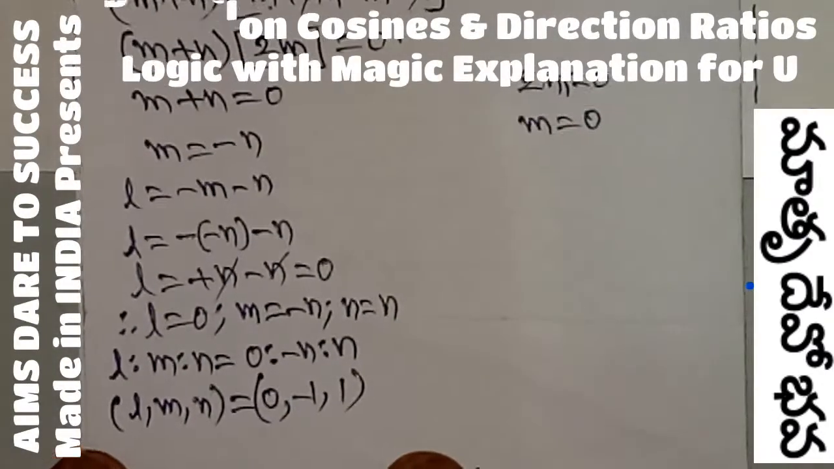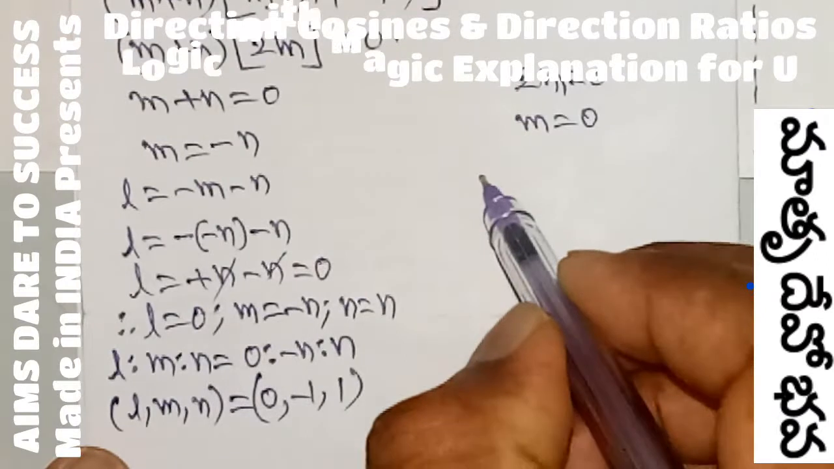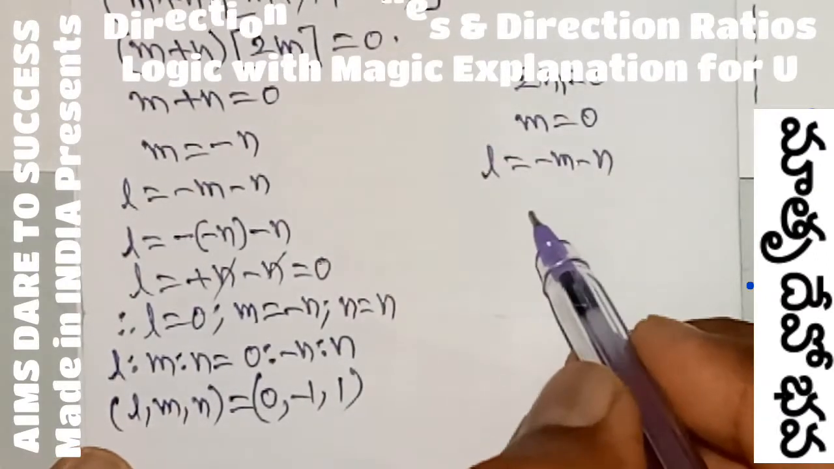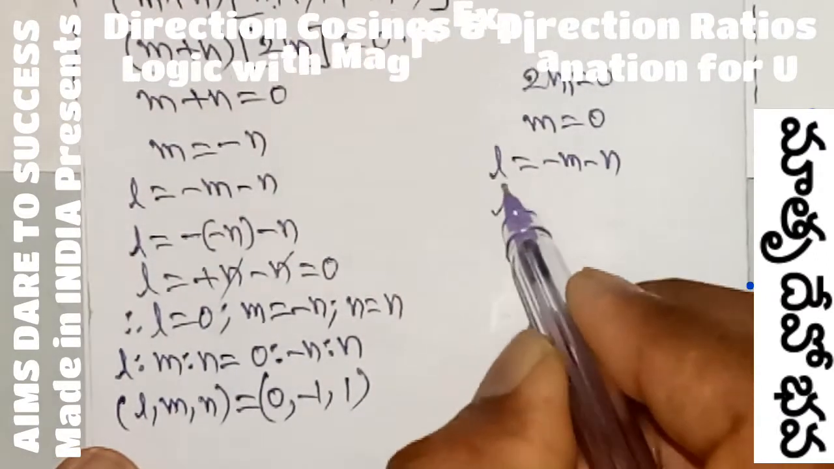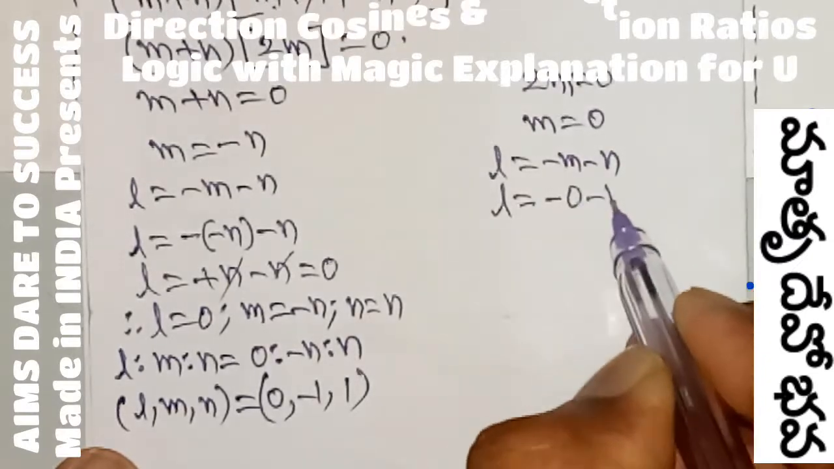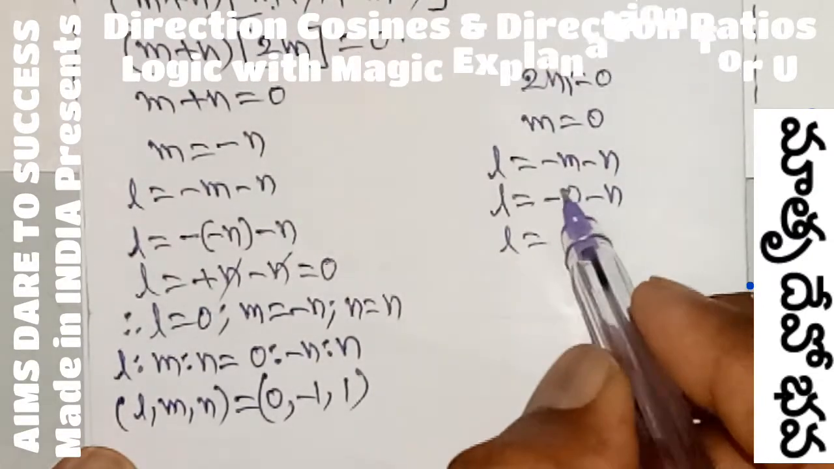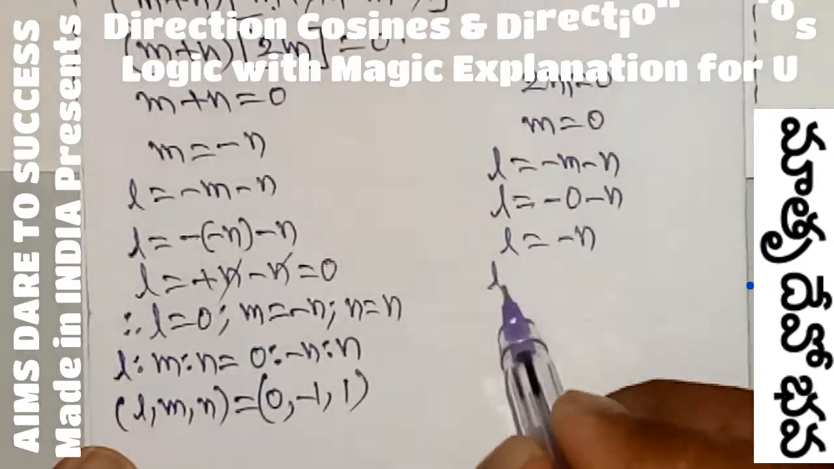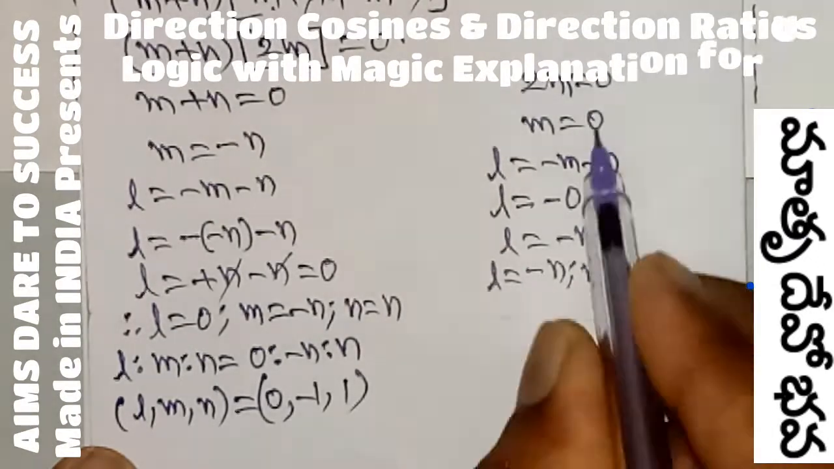And now I am going to case 2. Same, l is equal to minus m minus n. Here I want to substitute the m value 0. We get l is equal to minus 0 minus n, so l is equal to 0 or minus 0, you can leave it as minus n. Here you can write the l value is minus n and the m value is 0.